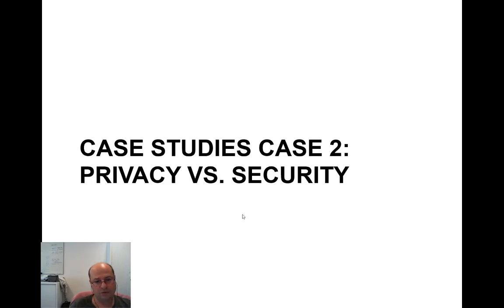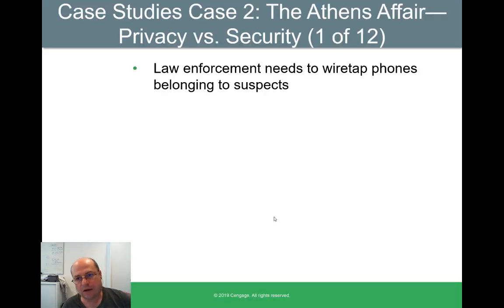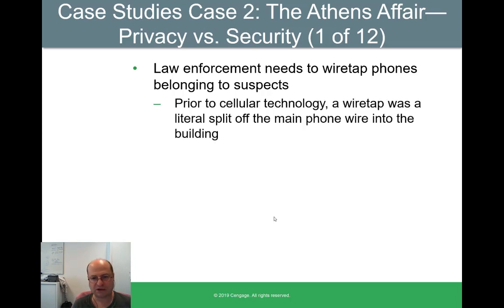Case study 2, privacy versus security. You know that law enforcement wiretaps phones belonging to suspects. Of course, each country is different. In most countries, law enforcement can ask for court permission to wiretap phones, and that's considered normal, to wiretap phones of suspects.